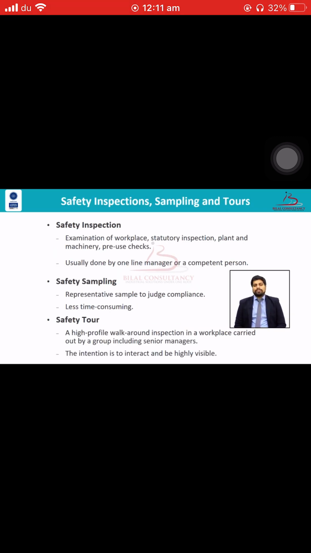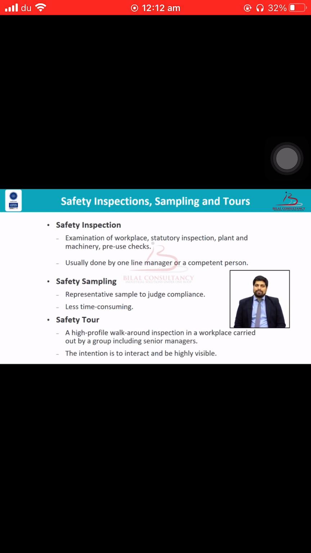Coming again to active monitoring, there are different approaches which come under it. For example, safety inspections, safety sampling, safety tours, and systematic inspection. We will be discussing each one by one, separately. So what are safety inspections? Safety inspections can be the inspection of any kind of equipment or machinery present at your workplace. These can also be embedded with your statutory inspection.